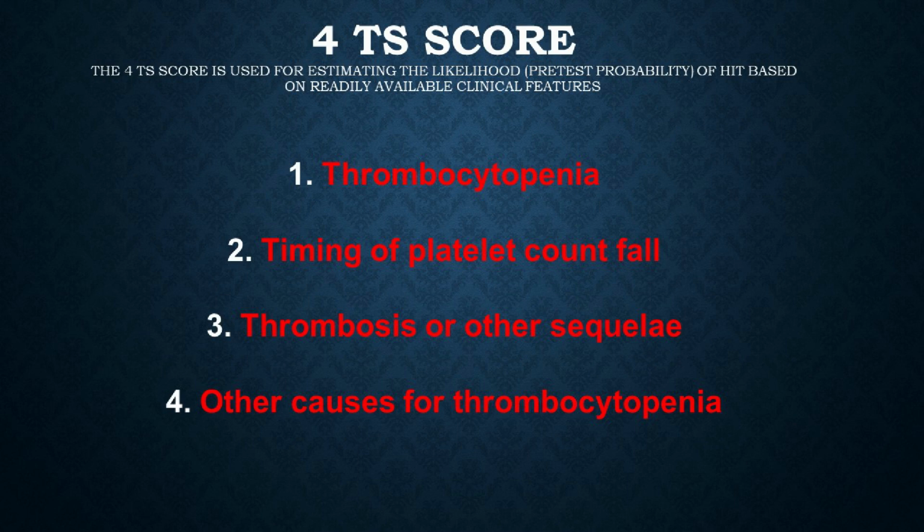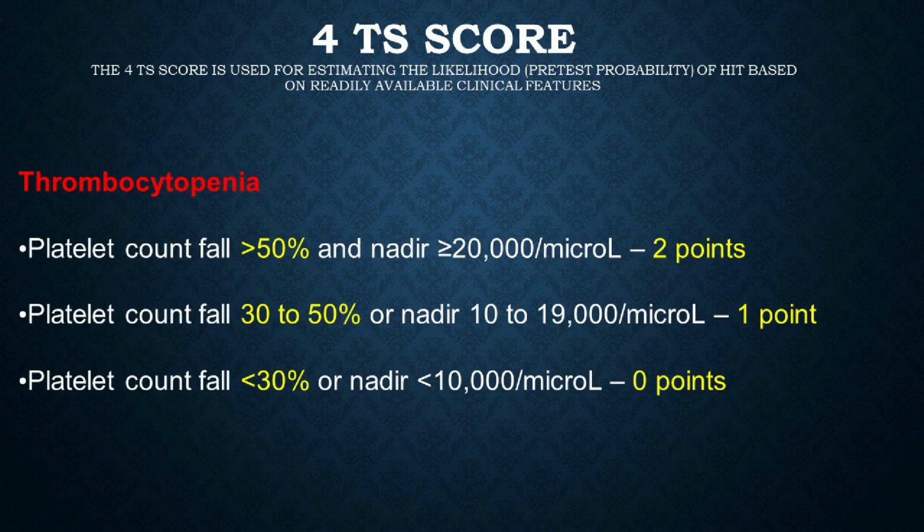Is there thrombocytopenia? Number 2, the timing of platelet decrement. And number 3 is there thrombosis? And number 4 is, are there any other causes for development of thrombocytopenia in your patient? All right, so now let's dissect each one of them. Thrombocytopenia, your magic number, guys, is this: you must have a more than 50% decrement of your platelet count in order for you to actually get your 2 points. So if you have a decrement more than 50%, you will get 2 points for your 4T score. Whereas if you have a 30 to 50% decrement in your platelet count, then you will only get 1 point. Whereas if it's less than 30%, it's very highly unlikely to be heparin-induced thrombocytopenia.